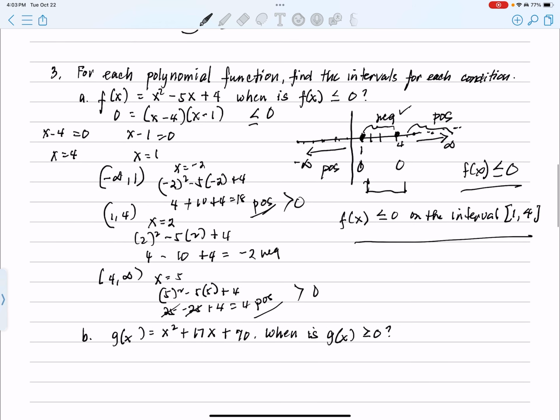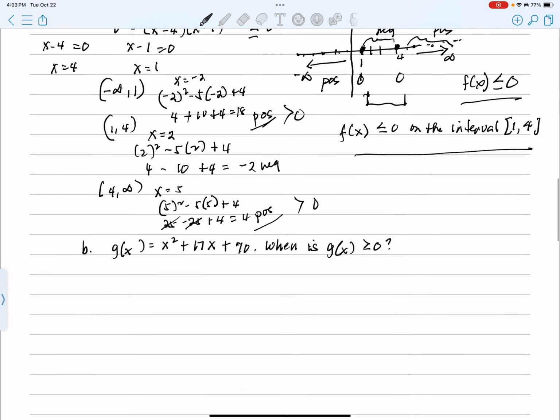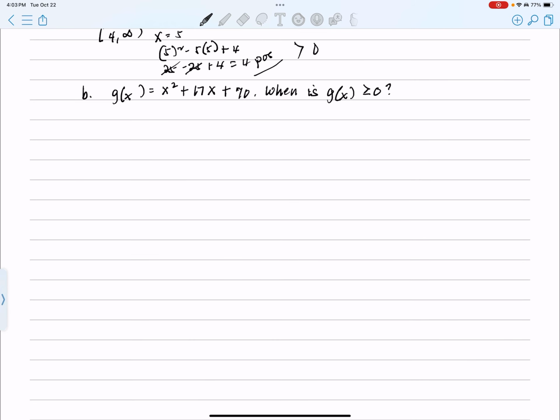For each polynomial function, find the intervals again for its condition. So the condition here for B is g of x is x squared plus 17x plus 70 when g of x is greater or equal to 0. Remember that. Greater or equal to 0.